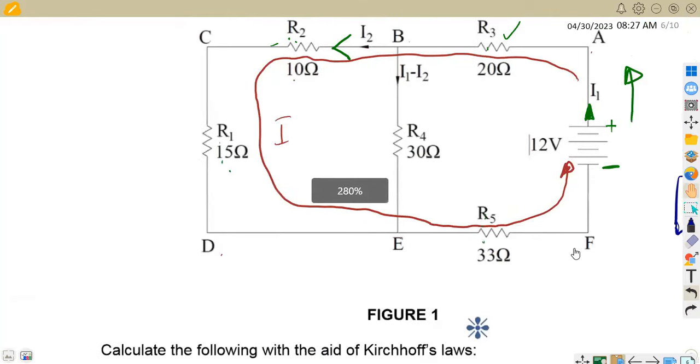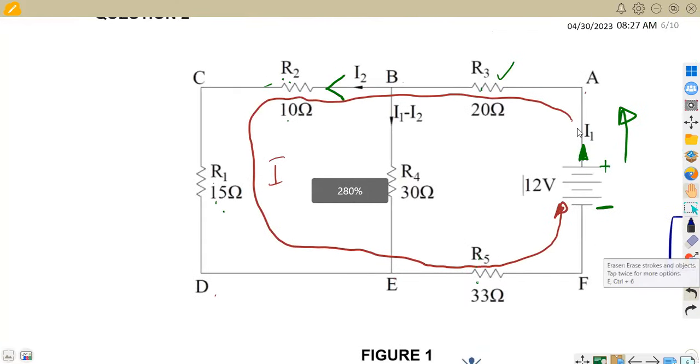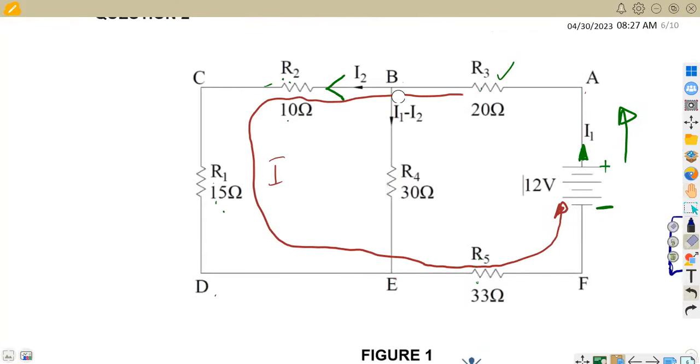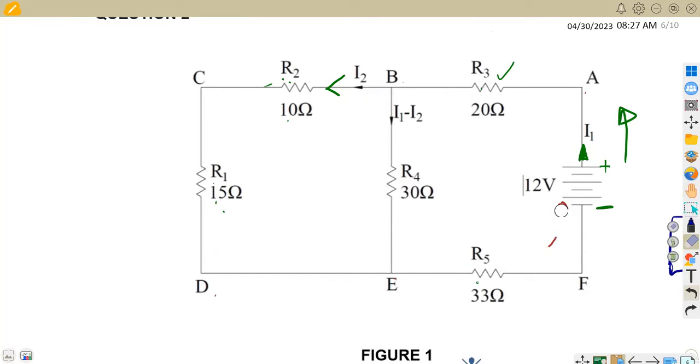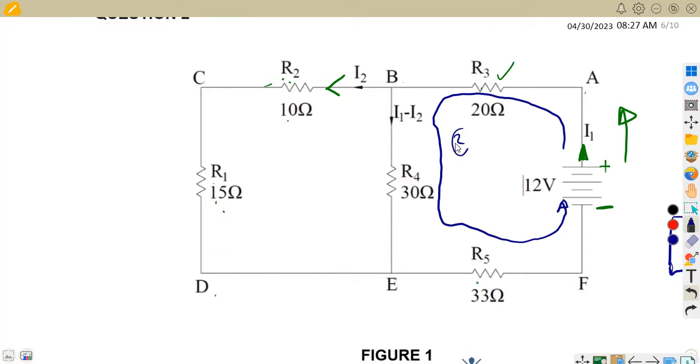So I'm just going to remove this part that we had so that it is not going to affect us in this case. This is our part. I'm just going to remove this part here. So this time we are working with A to B to E to F like this. This is the path that you are going to follow. So this is your loop 2.